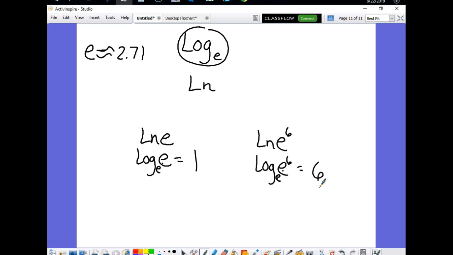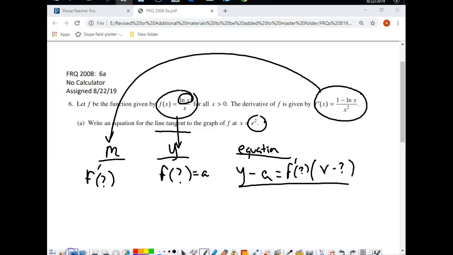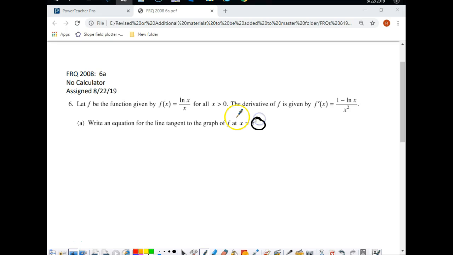So this information here is going to be very helpful to you guys whenever you are working on this FRQ. Why? Because you're plugging e squared into an ln. So there's your helpful hints for this video. Now that you've seen those, go ahead and try it on your own. And check your work by going on YouTube and watching the actual solution by searching FRQ 2008 number 6 for calculus.